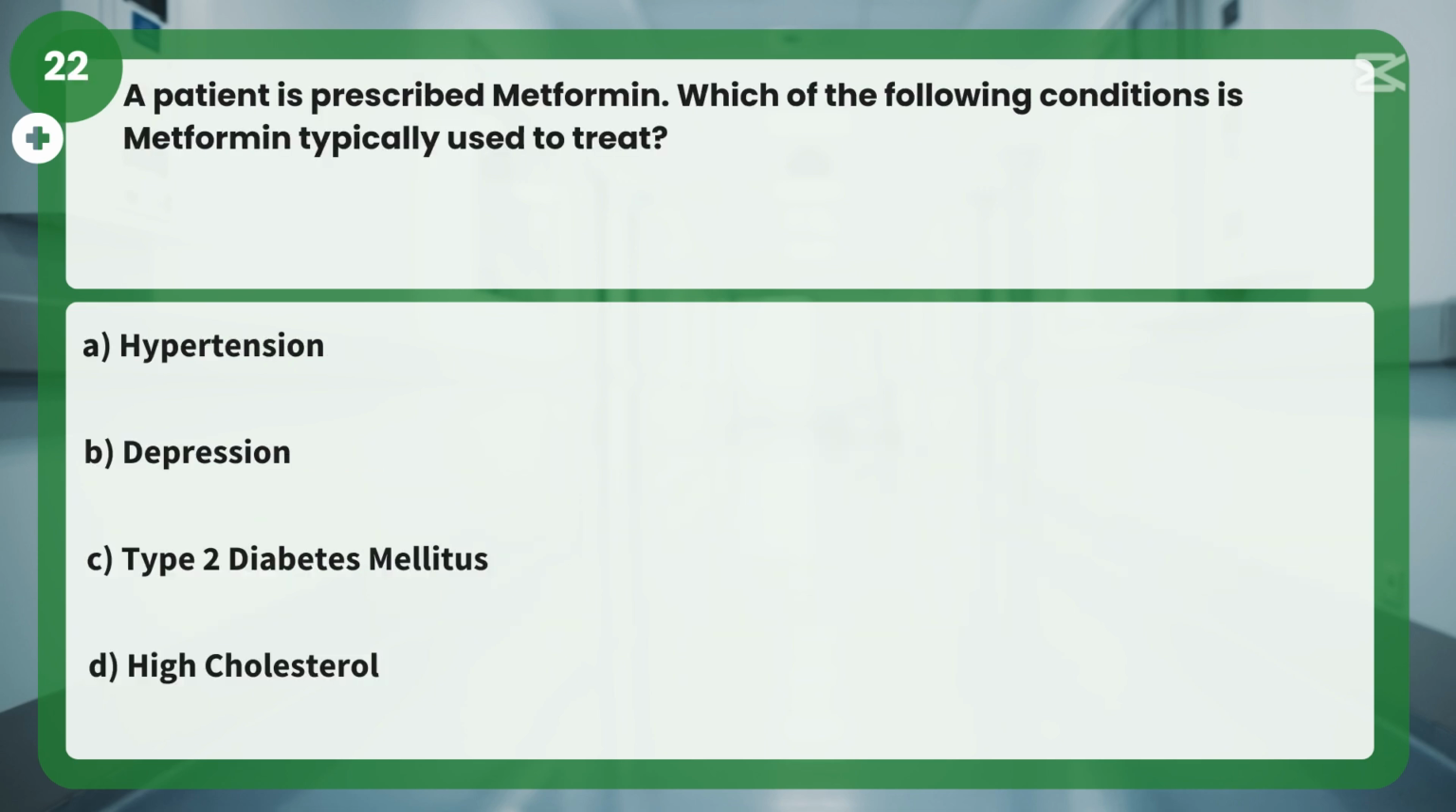Question 22. A patient is prescribed metformin. Which of the following conditions is metformin typically used to treat? A. Hypertension. B. Depression. C. Type 2 diabetes mellitus. D. High cholesterol.